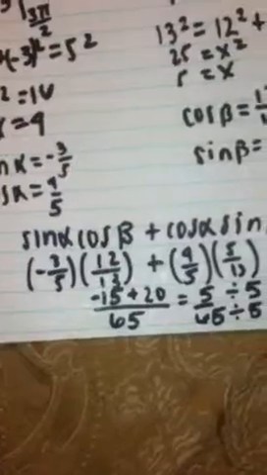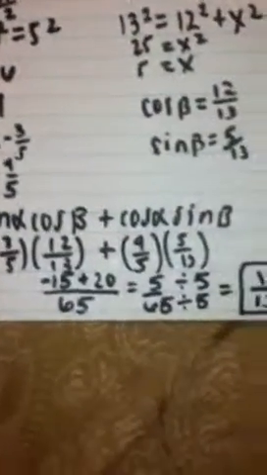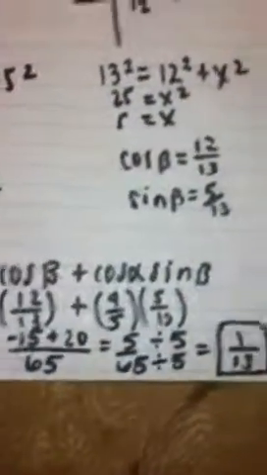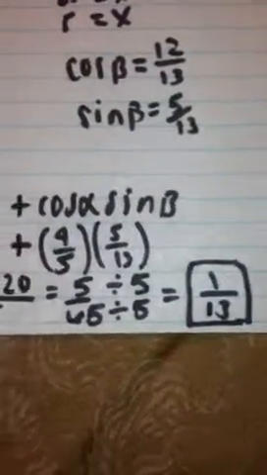We know there's a common denominator of 65, so we can just put that right over 65, and negative 3 times 12 is negative 36, and 4 times 5 equals 20. So negative 36 plus 20 equals negative 16 over 65. We have to divide by 5 on the numerator and the denominator to simplify the equation further, and the problem is equal to 1 over 13.